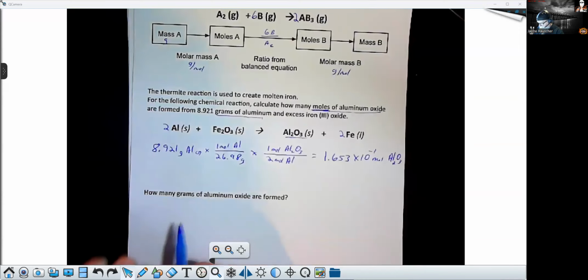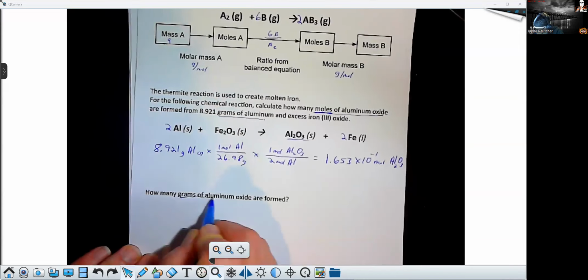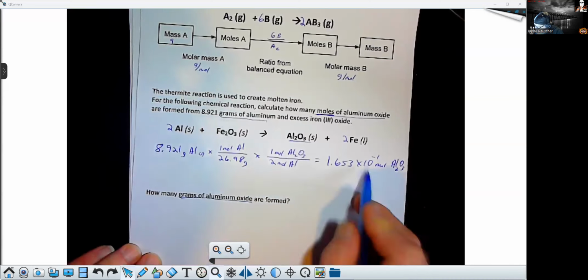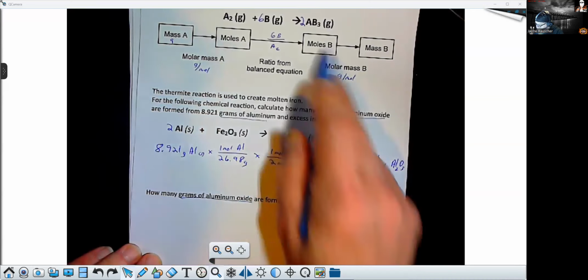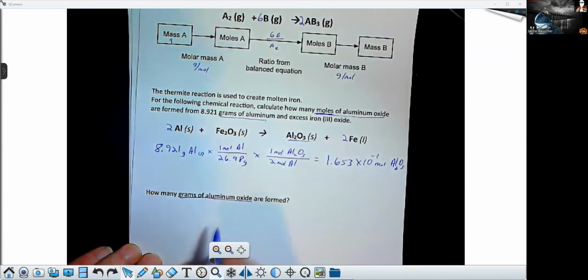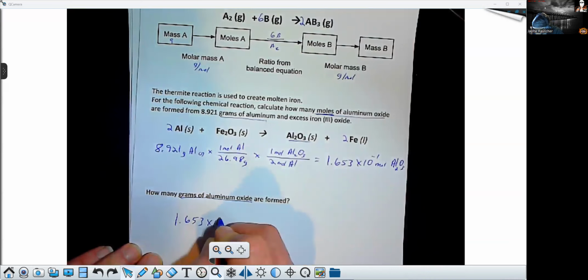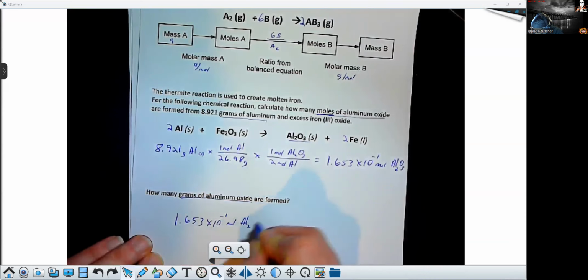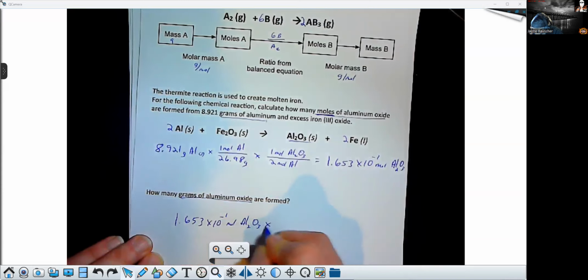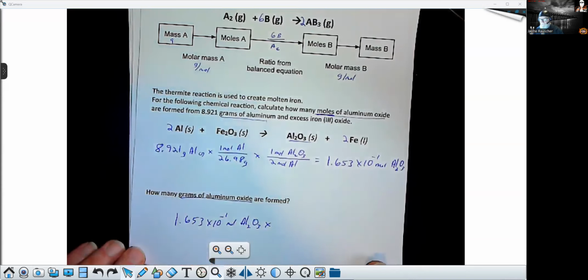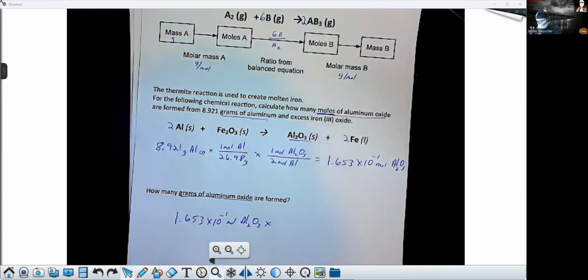Now the second part is asking how many grams of aluminum oxide are formed. So now we're basically going through this last step here. We take the 1.653 times 10 to the negative 1 mole of Al2O3, and we need to multiply it by its molar mass. So let's find the molar mass.